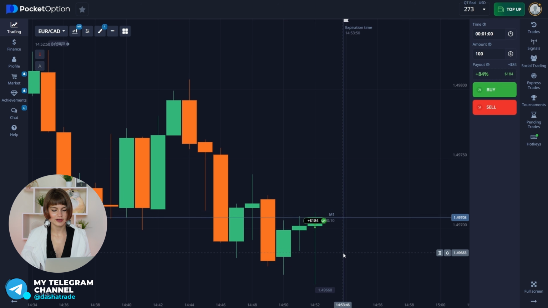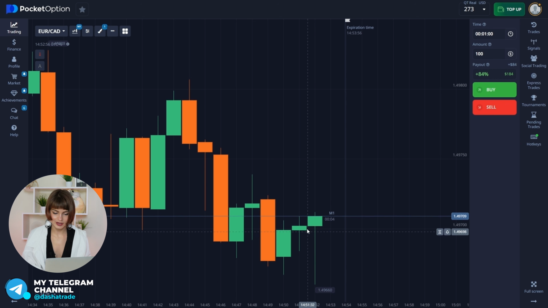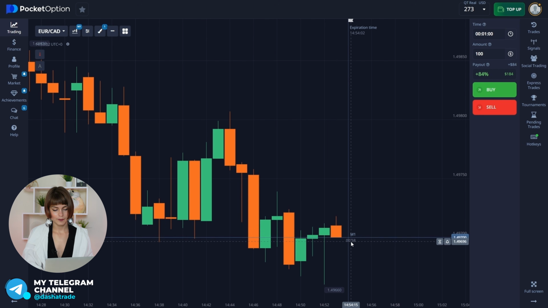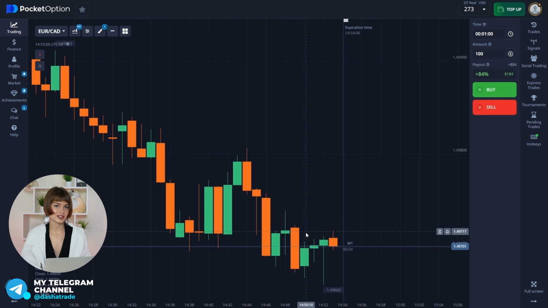In fact, it turned out to be a very interesting trade, and during the deal the price fell very sharply, but as you can see, the buyer turned out to be stronger here and was able to close the candle in their favor. The deal turned out to be a good one in the end. Let's look for the next situation.